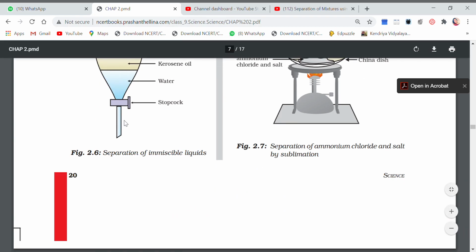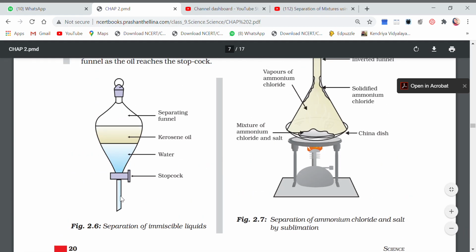So this is an example of a separating funnel. We have put a mixture of oil and water in the separating funnel and we have closed it with a stopcock. Now the mixture is left undisturbed for some time. Because we have left them undisturbed, the heavier water, because water is more dense, will settle down, but the lighter oil will be on the top.